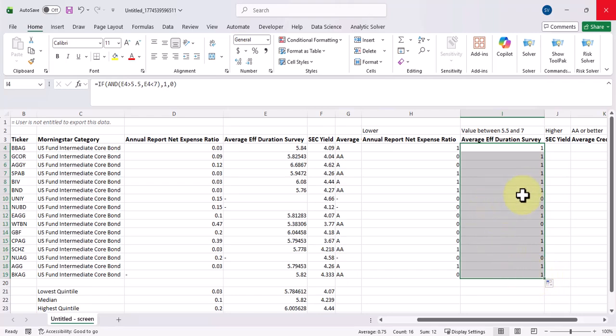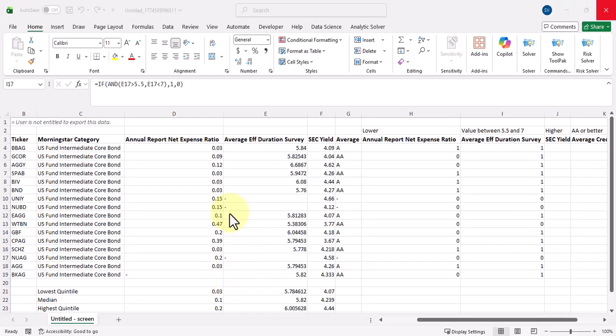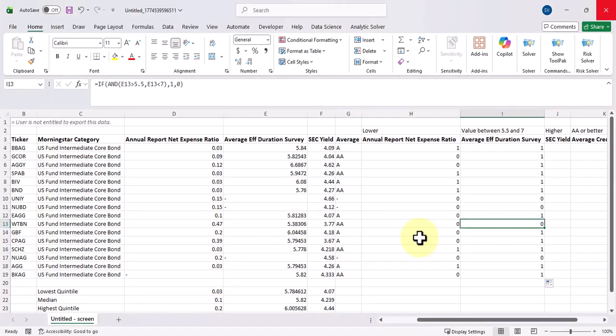Okay. And again, I'm double checking here to make sure that in the cases where this isn't true, I'm getting the correct outcome. So this is a case where it's 5.38. That's below the amount I want. It's a 0. That's what I want. This is a case where we don't have a value because this was a survey and whoever manages this fund didn't respond to the survey. So that's also a 0.